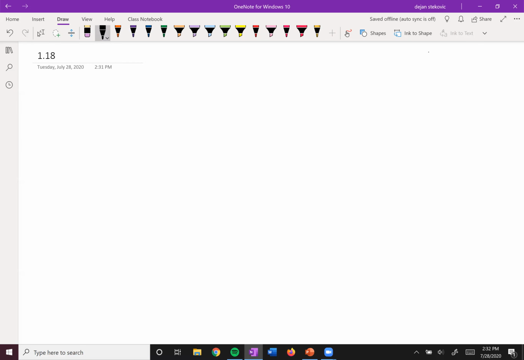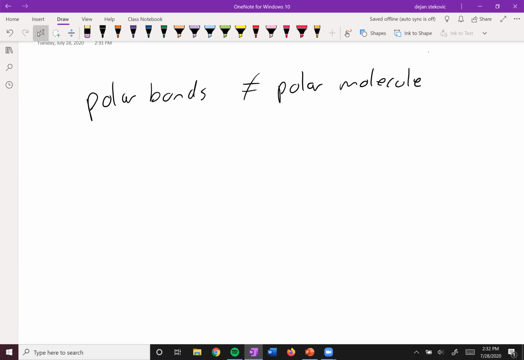All right, so we've learned about polar bonds, but just because you have a polar bond does not mean that you will have a polar molecule. If you have a polar bond, it means you might have a polar molecule, but you also might not. Let's take a look at some examples.